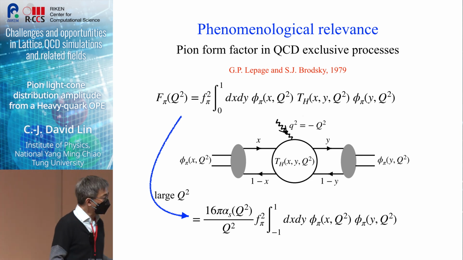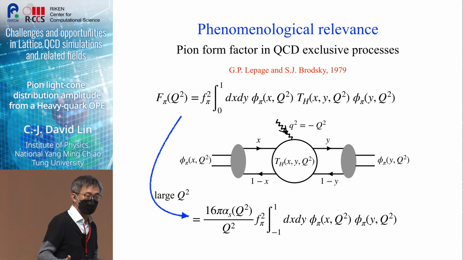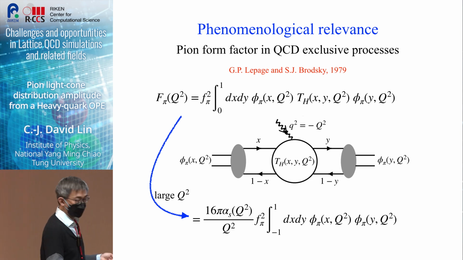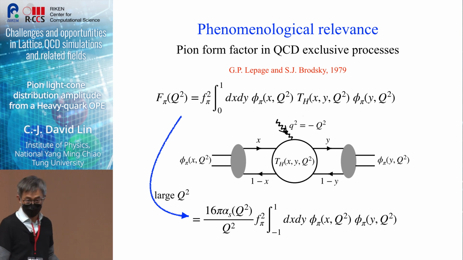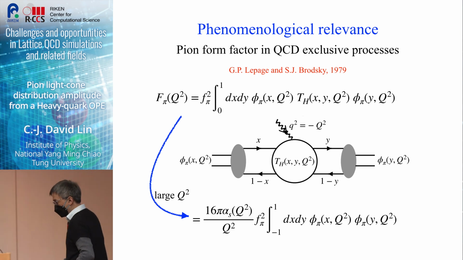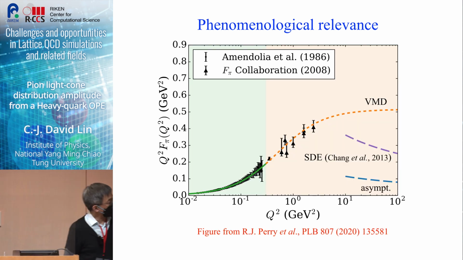But without such information, without non-perturbative inputs, what you can do is just put in the asymptotic form of this phi pi and see what happens. And this is the status.